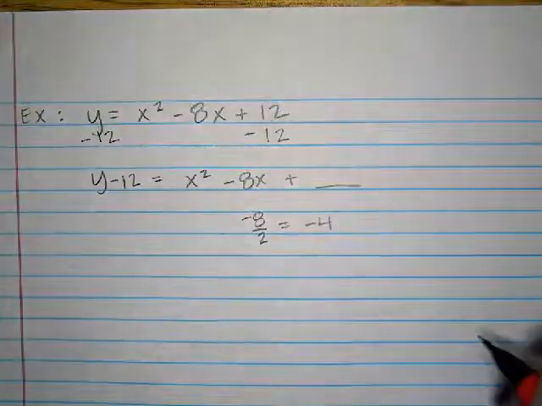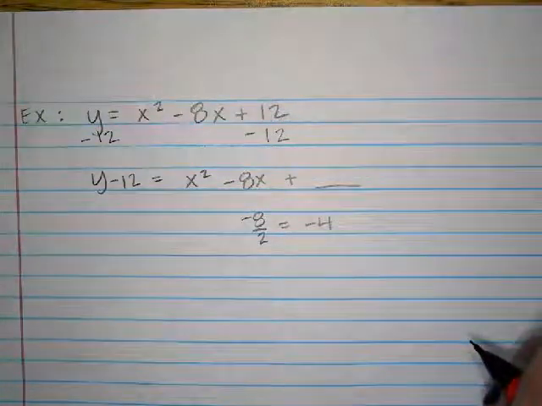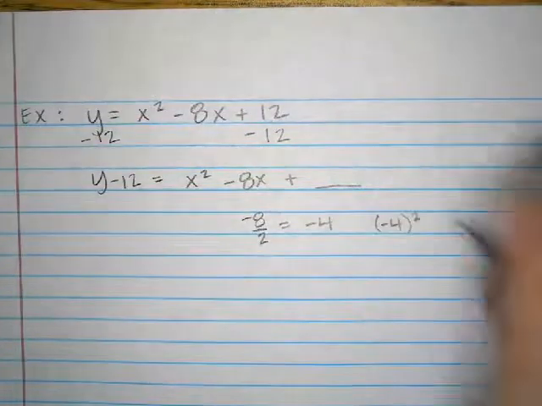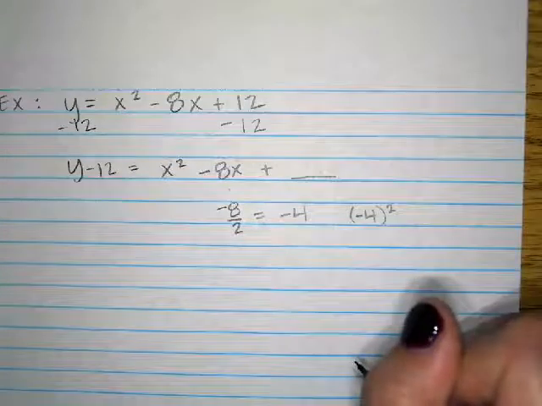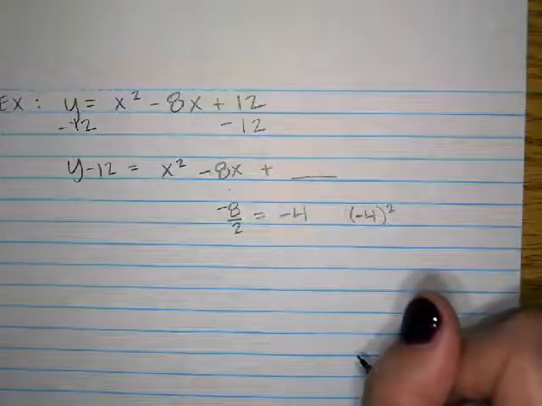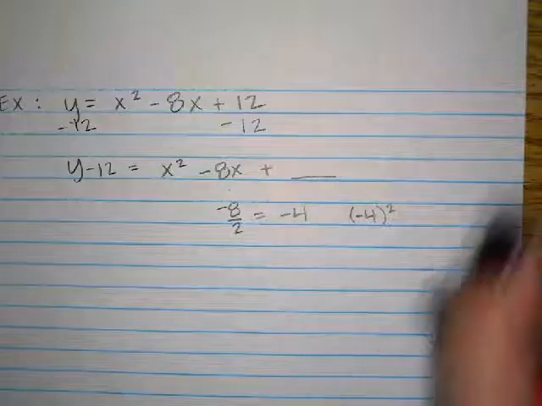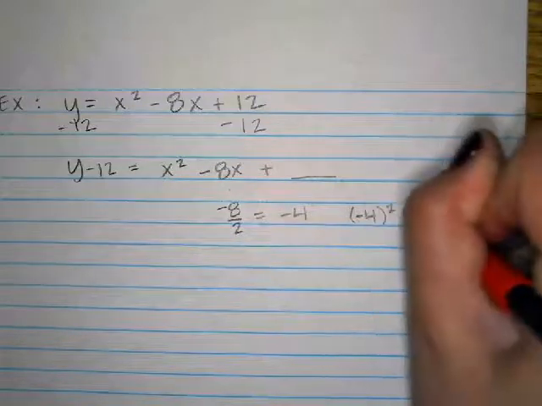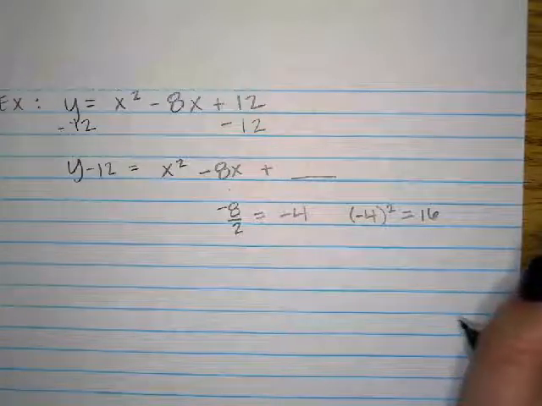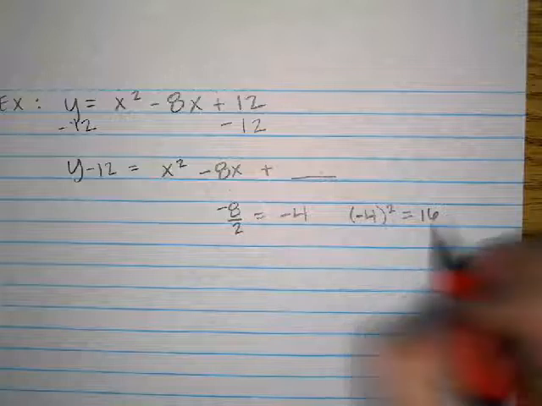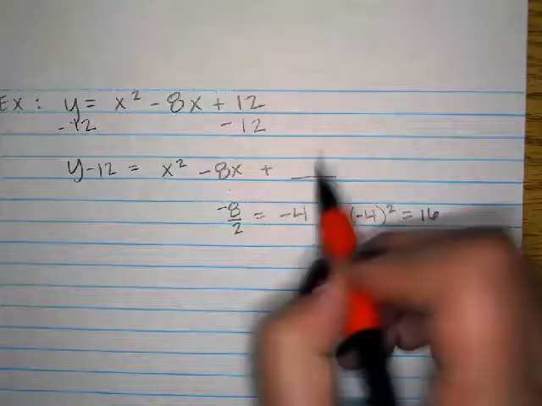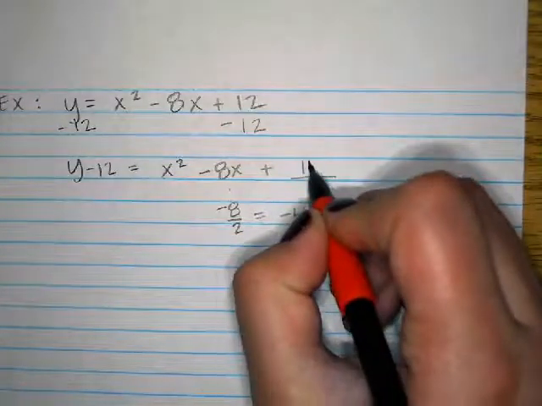And then what do we do? We always square the result. So we're going to take negative 4 and we're going to square it. And negative 4 squared is 16. If we have a positive number squared, we get a positive. If we have a negative number squared, we still get a positive. So no matter what, this is going to be a positive number. So 16 is the number that we put on the right.